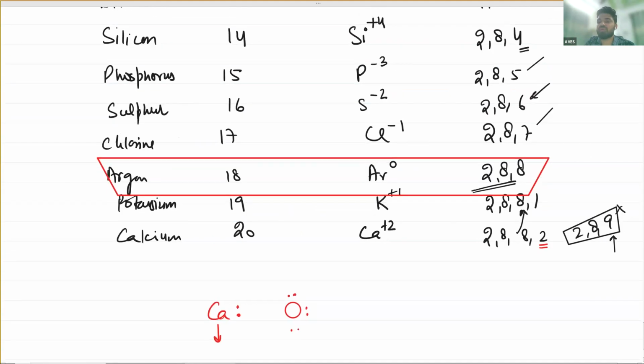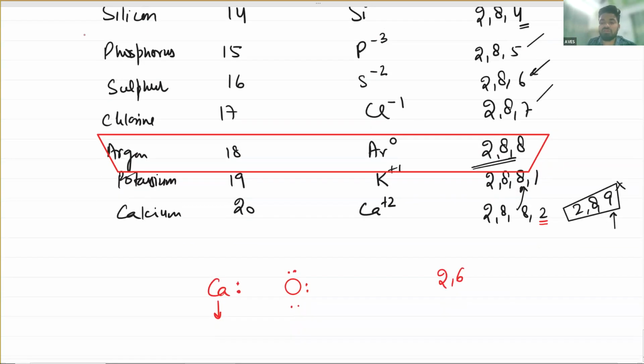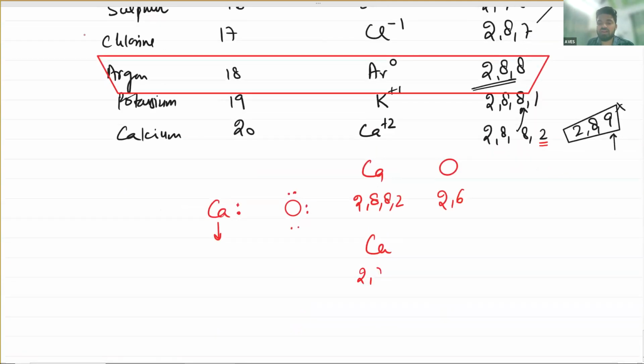Oxygen has 2,6. I told you that only the electrons in the outermost shell participate in bonding. So oxygen has 2,6 electronic configuration, and calcium has 2,8,8,2. Calcium wants to have 2,8,8 configuration, and oxygen wants to have 2,8, because the nearest noble gas of calcium is argon and that of oxygen is neon, 2,8.